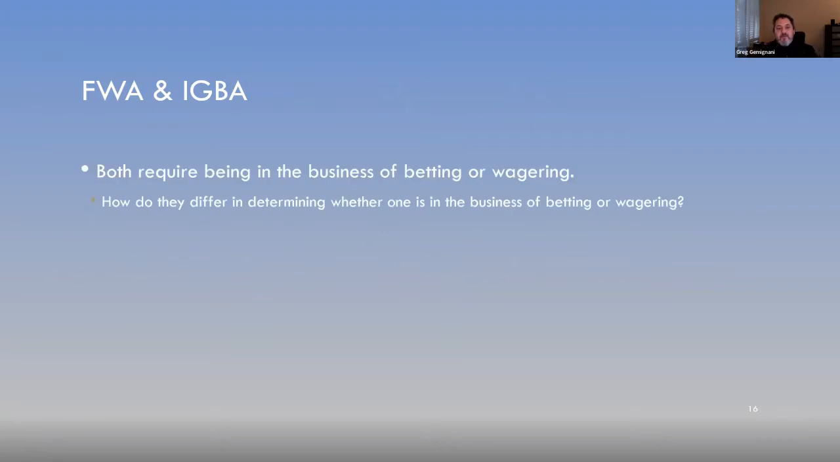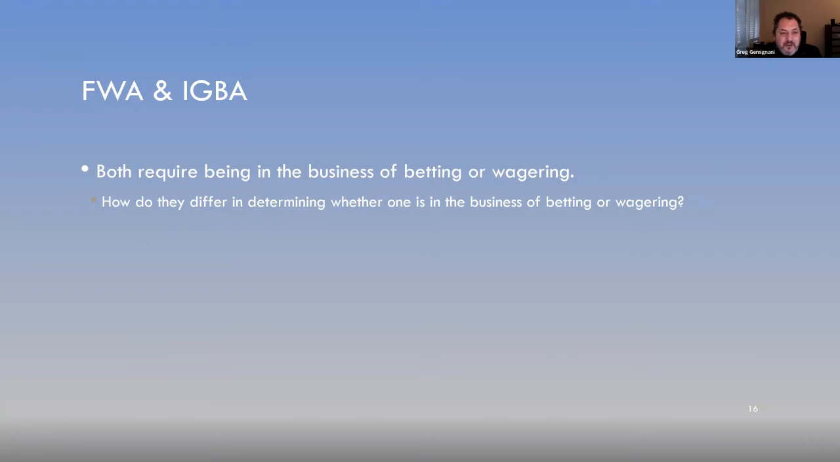So let's take a look at some of the differences between the Federal Wire Act and the Illegal Gambling Business Act. Both require you to be in the business of betting or wagering. They're supply side laws, right? They don't go after the bettors. You can have somebody standing out in front of an illegal casino saying, hey, it's not illegal for you to come and place a wager here under federal law, and that would be true. Illegal for them to offer the casino, run the casino, accept wagers, but that's all supply side, not demand side.